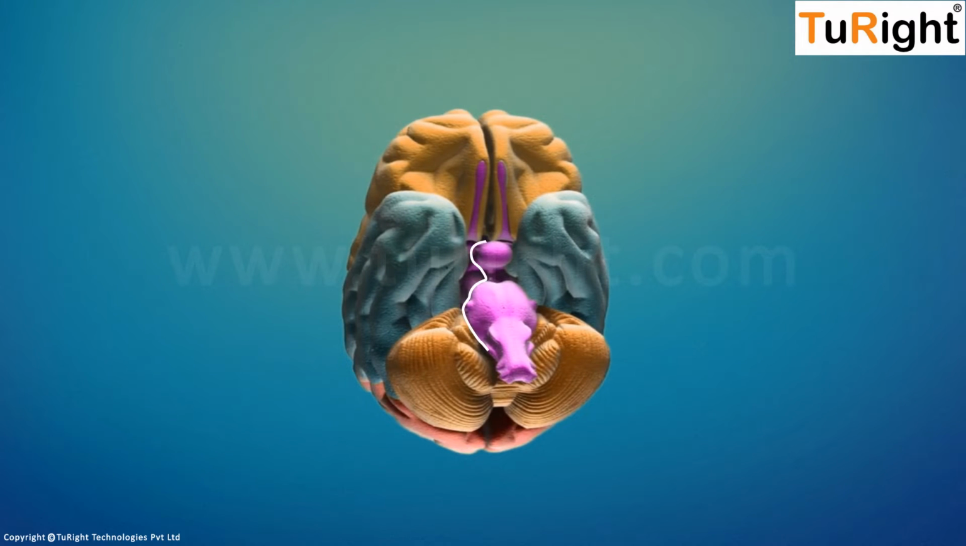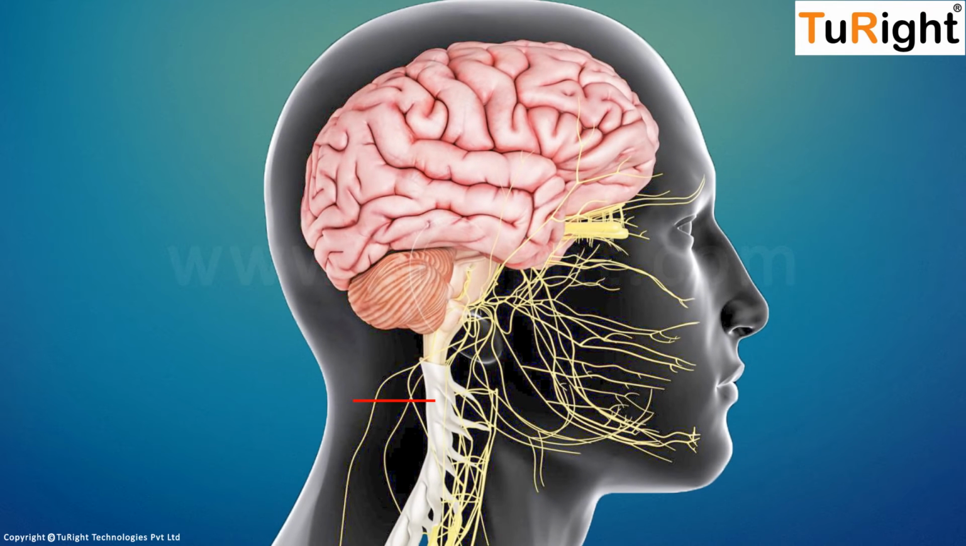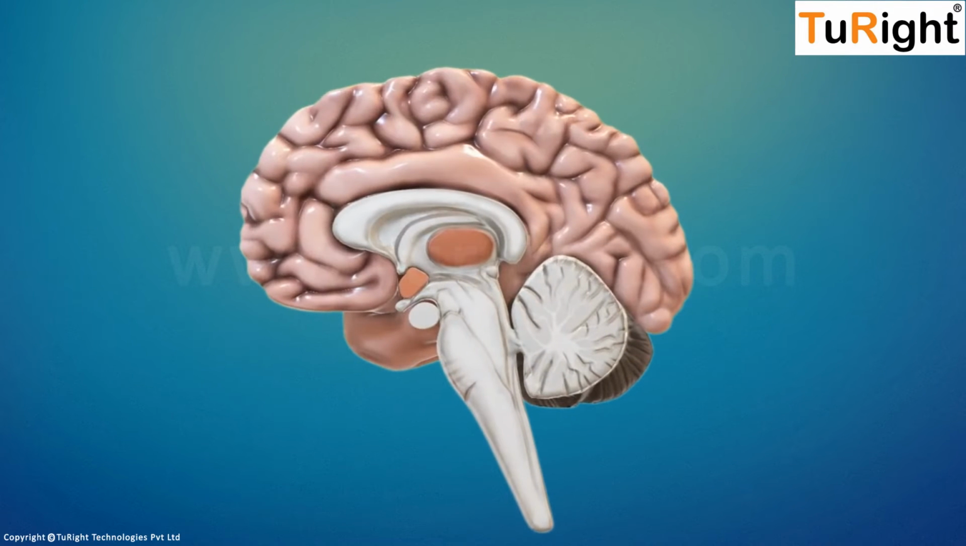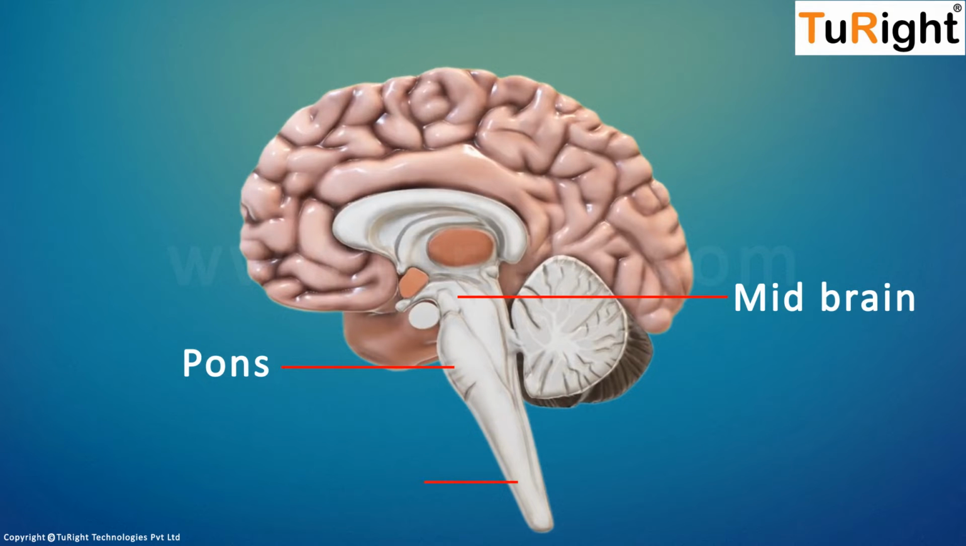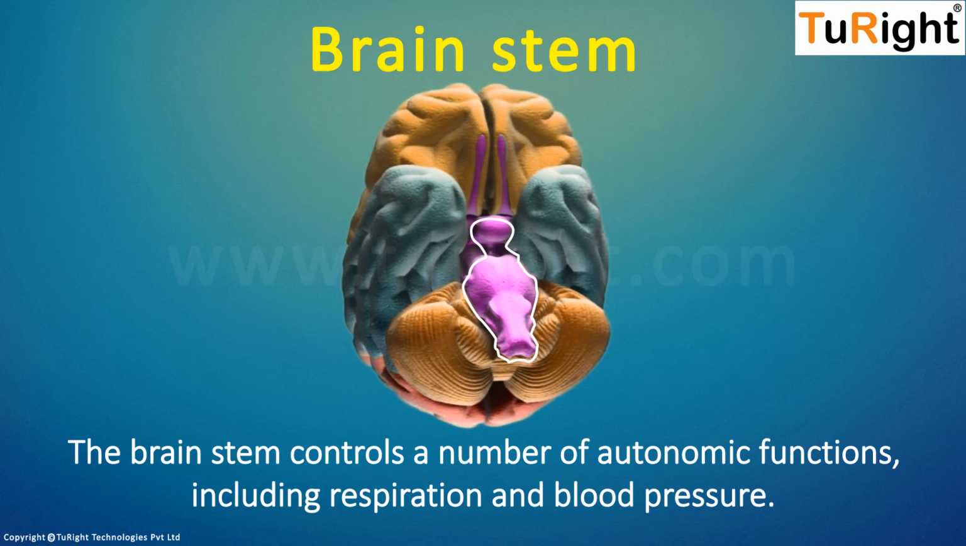The brain stem is located beneath the cerebrum and in front of cerebellum. It connects the brain with the spinal cord and is composed of the midbrain, pons, and medulla oblongata. The brainstem controls a number of autonomic functions, including respiration and blood pressure.